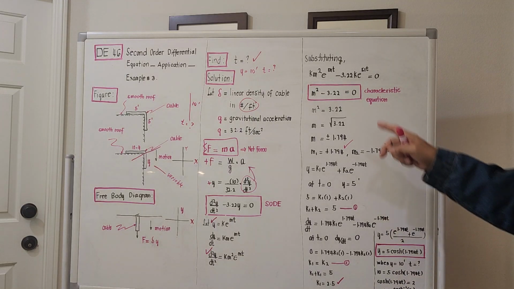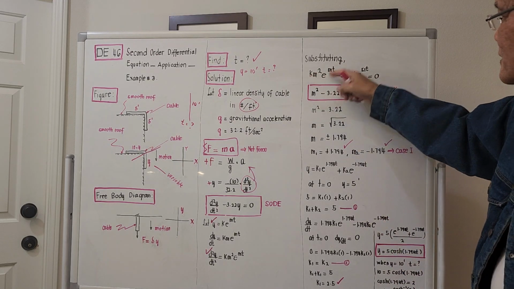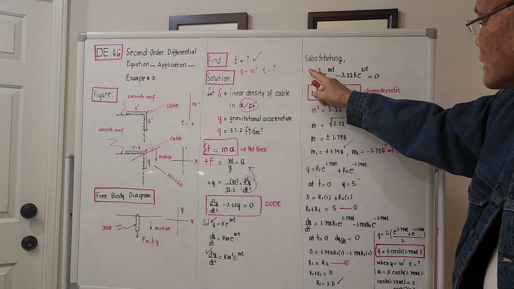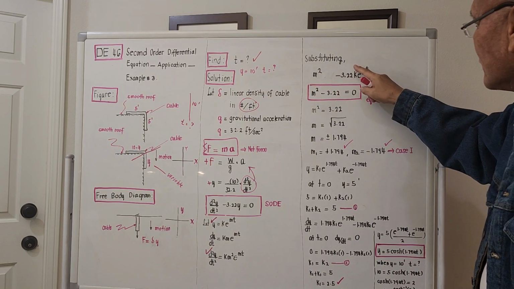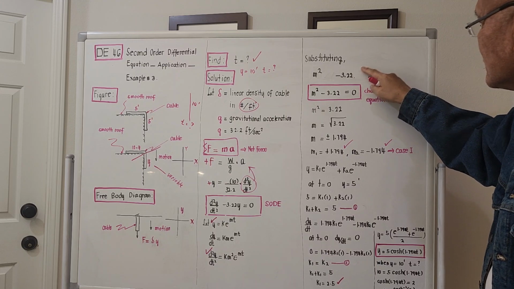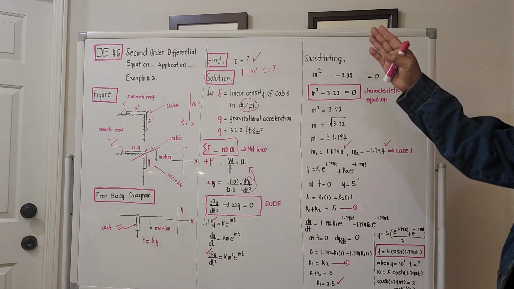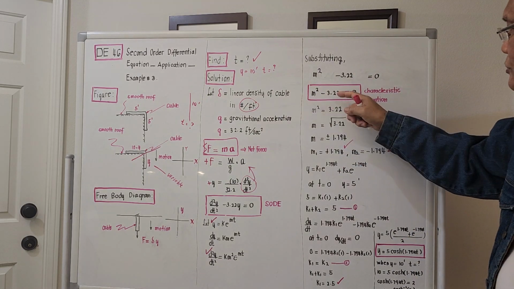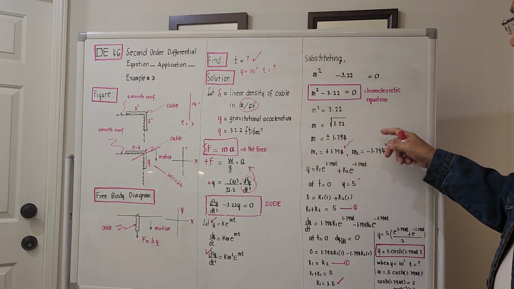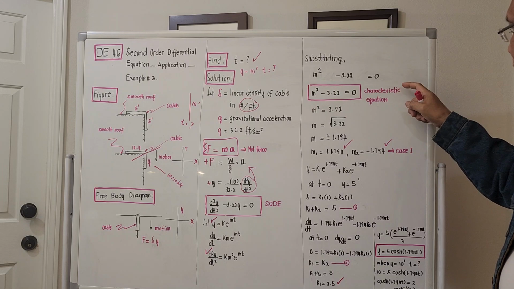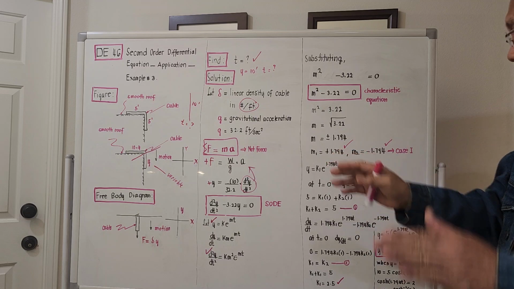If you notice, there is a common factor for both the first and second term. Actually, that is k e raised to mt, so we could cancel this one. It's a common factor, right? What comes out will be m squared minus 3.22 equal to 0. And under second order differential equation, this is termed the characteristic equation. It is the characteristic equation of the roots of the solution.